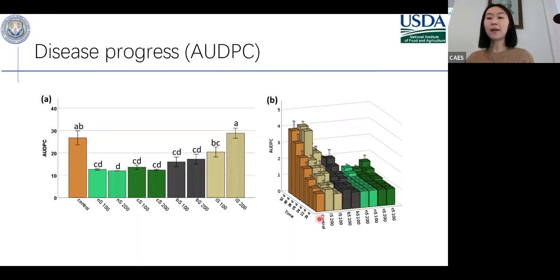This graph shows the time-dependent effect on the disease progress. Sorry, I forgot to explain that the higher the number, the more severe the disease is. So as time goes by, the control shows the highest value, which means in the control treatment the disease is the most severe. On the other hand, for the nanosulfur and coated nanosulfur, as time goes by, they remain at a lower level. That means they are less infected by the Fusarium disease.